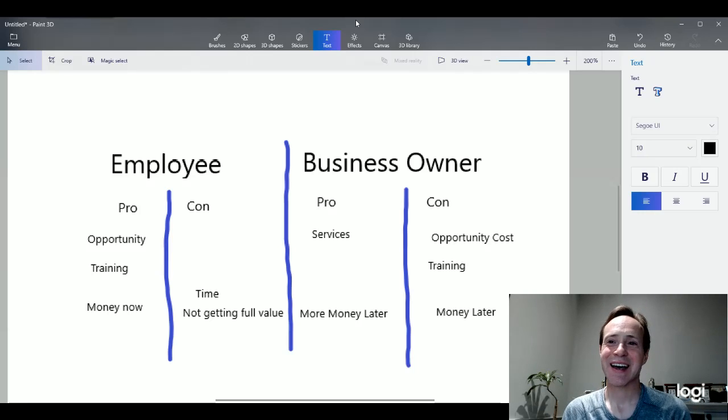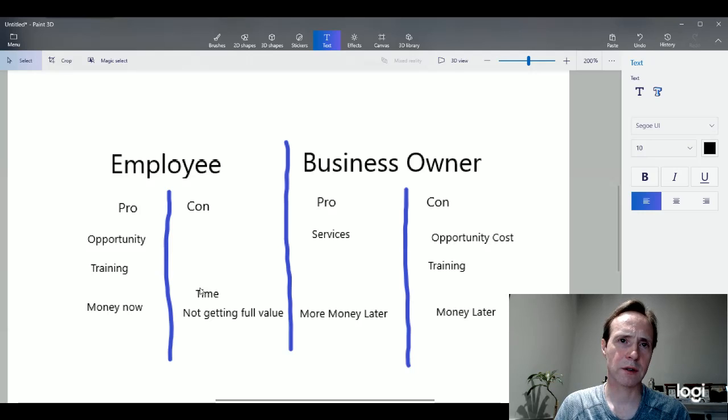So where were we? I was explaining money now, money later, and I was trying to get into the arguments for why somebody should work for somebody else, and the things where they would say, this is why I don't want to work for somebody. And for the business, what are the pros and cons of hiring people? This is the basic ones. These are, I think, all the major elements that employees and employers think about.